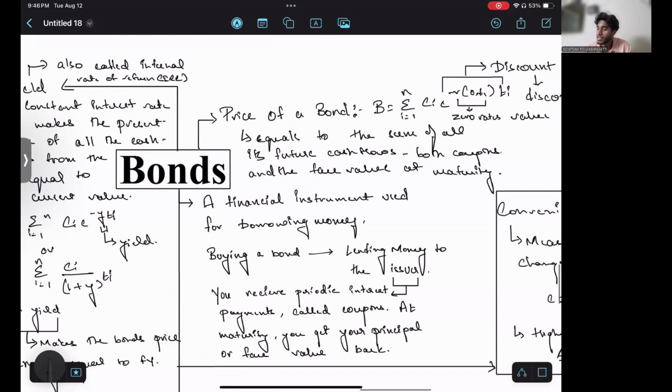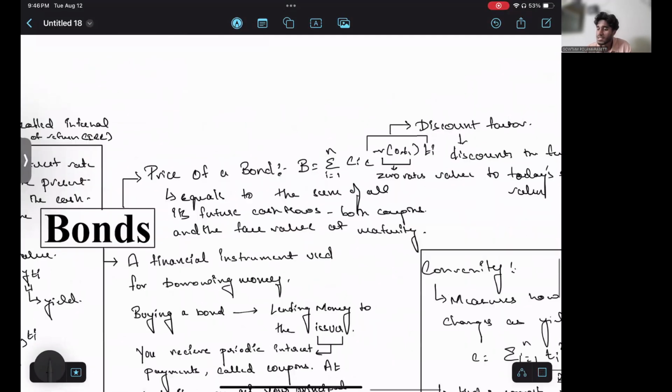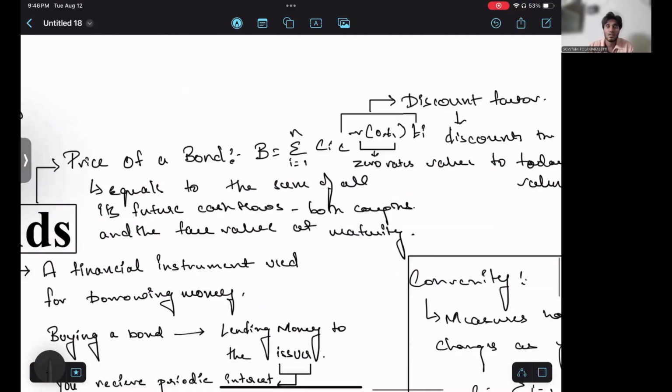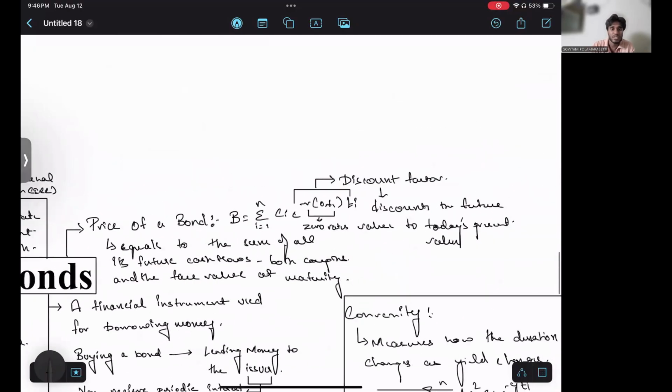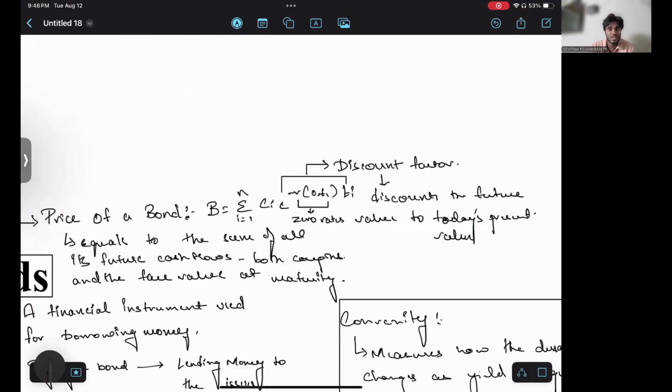The price of a bond equals the sum of all its future cash flows, both the coupons and the face value at maturity, discounted back to the present using the current interest rates called the zero rates. These zero rates are the discount factor which we use to bring down the overall cash flow which we get from the bonds to the present value.